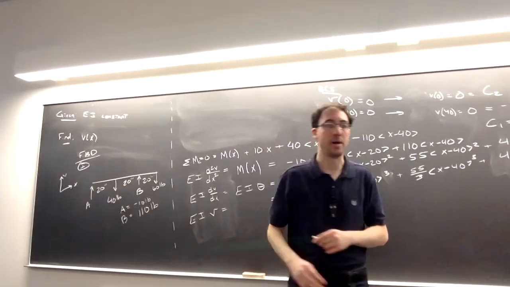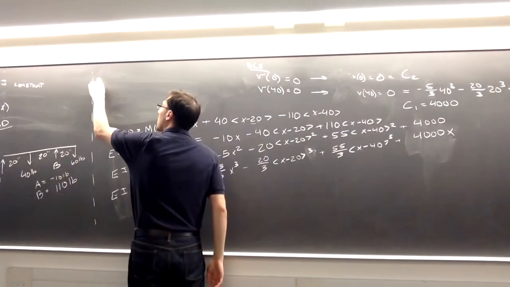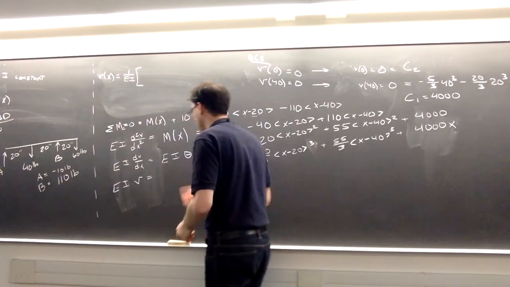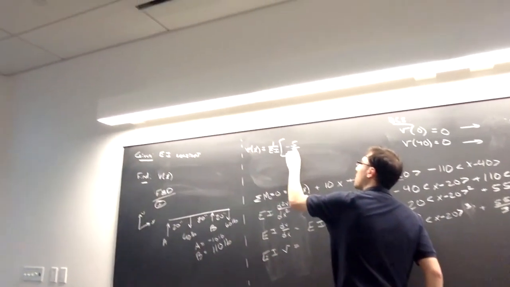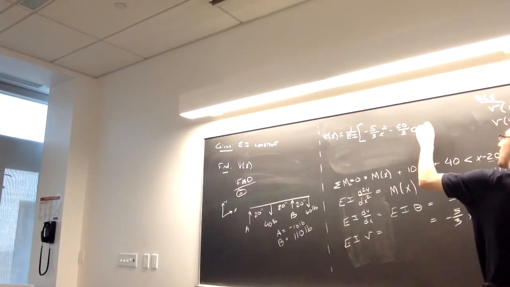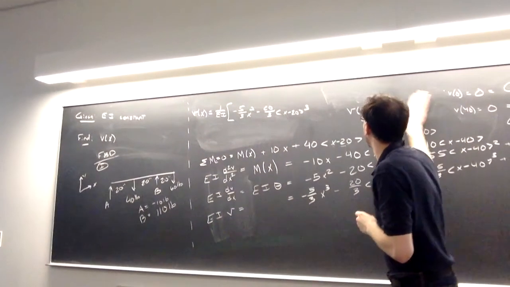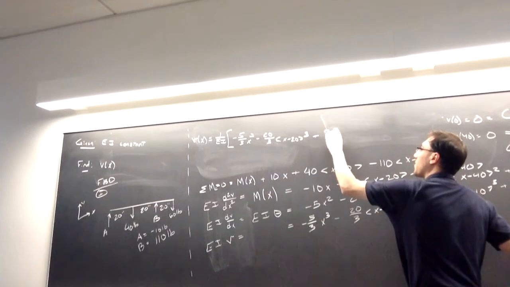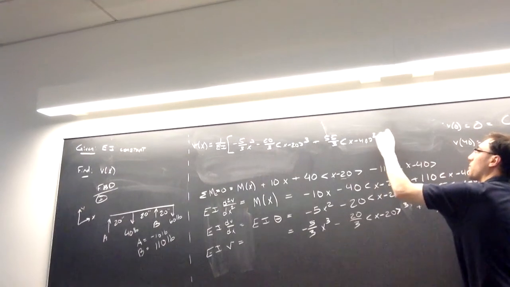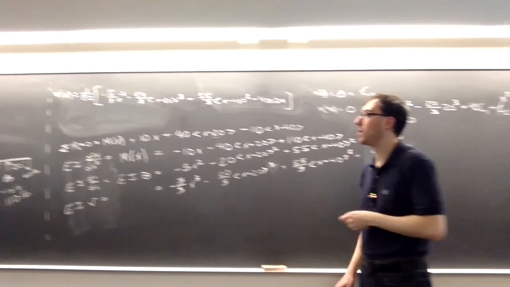Final step for this one, I was asked to find the deflection equation v of x. So v of x is going to be 1 over EI times the stuff that's over here. So 5/3 x cubed minus 20/3 x minus 20 cubed plus 55 over 3 x minus 40 cubed plus 4,000x. So really all I did was divide through both sides by EI.